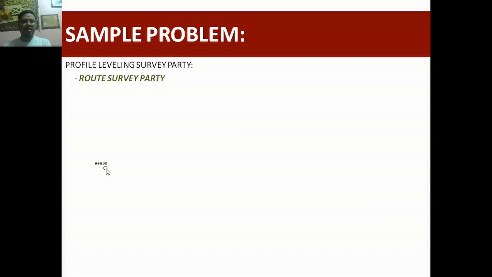0+000. And then next nga station kay 10 meters man, assumed lang nga ato ang full station is 10 meters. So ang next nga station is 0+010, 0+020. We have 0+030, 0+040, 0+050, and so on.